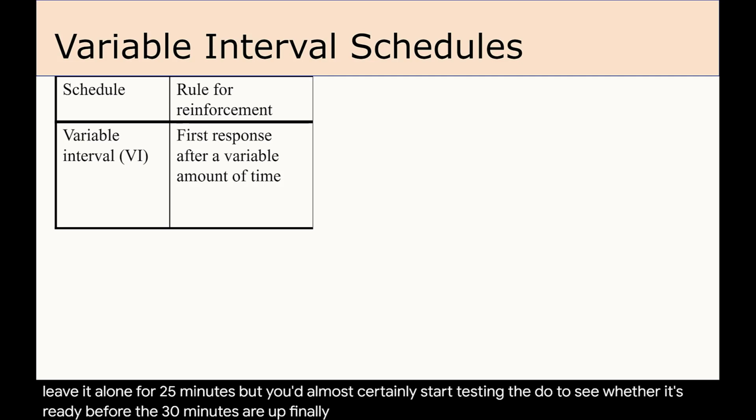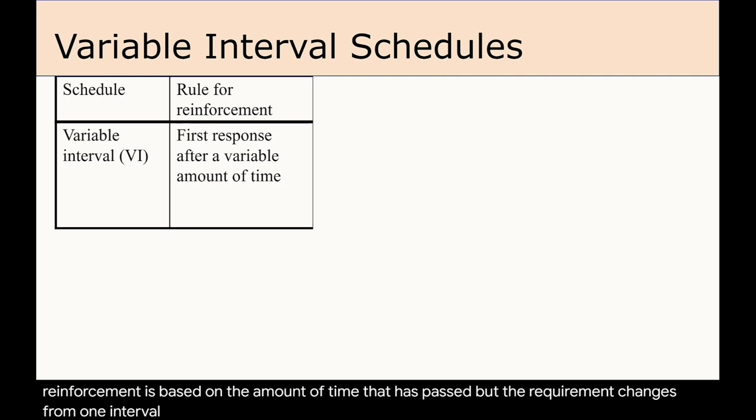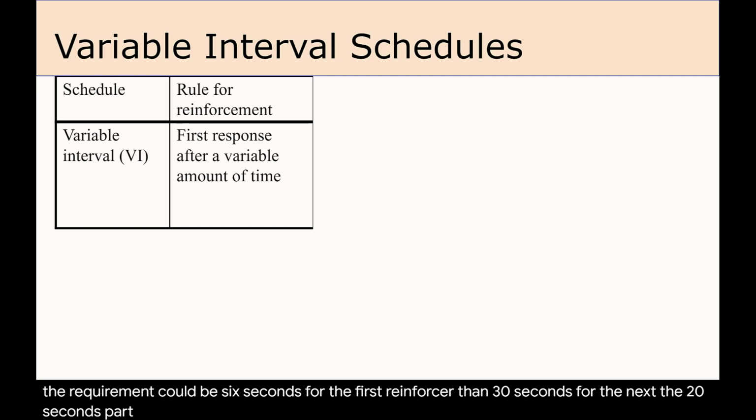Finally, with variable interval schedules, the rule for reinforcement is based on the amount of time that has passed, but the requirement changes from one interval to the next. For a pigeon pecking a key on a variable interval or VI 20-second schedule, the requirement could be 6 seconds for the first reinforcer, then 30 seconds for the next. The 20 seconds part tells us that the average of all the intervals in the schedule is 20 seconds.